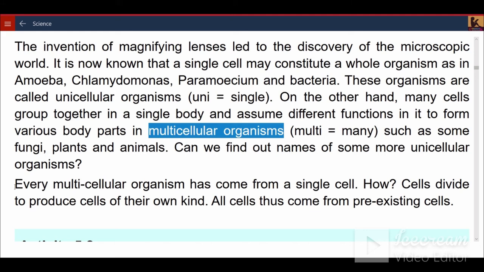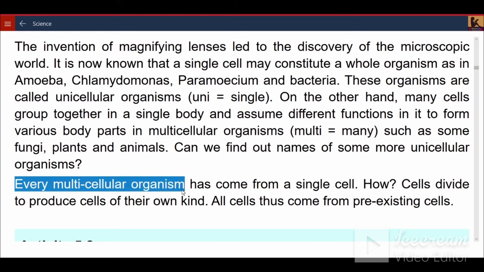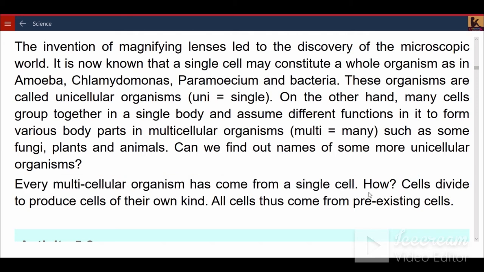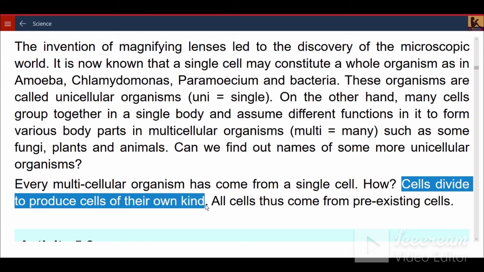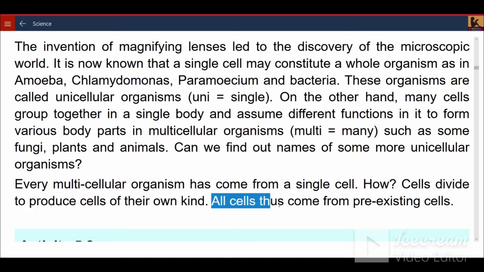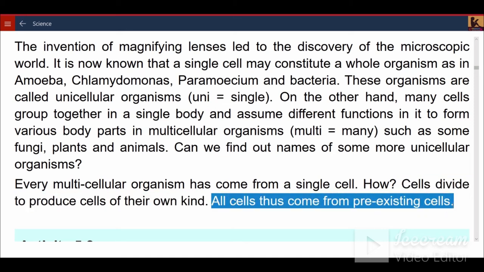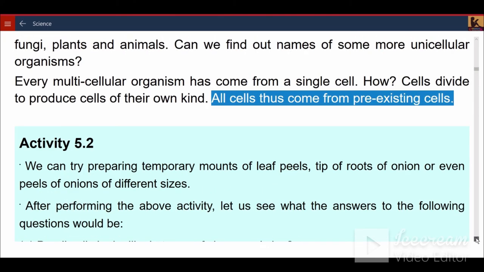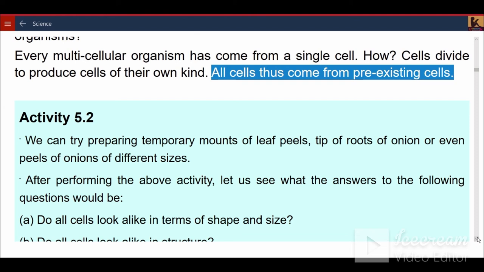Now, the statement here is that every multicellular organism has come from a single cell. The reason is that cells divide to produce cells of their own kind. So, another phenomenon: all cells come from pre-existing cells. This shows that even we, human beings, animals and plants, must have come from a single-celled organism.